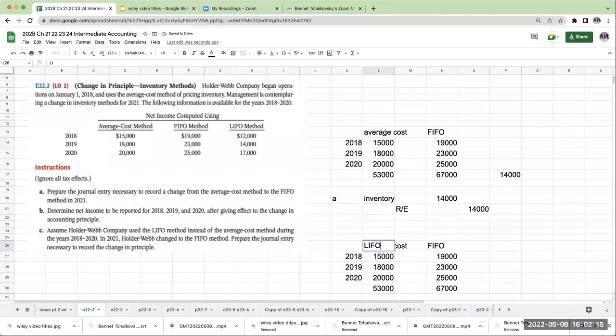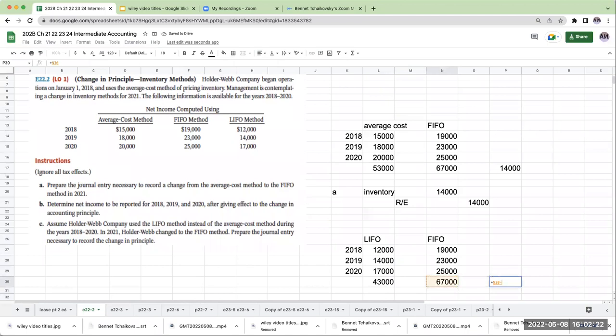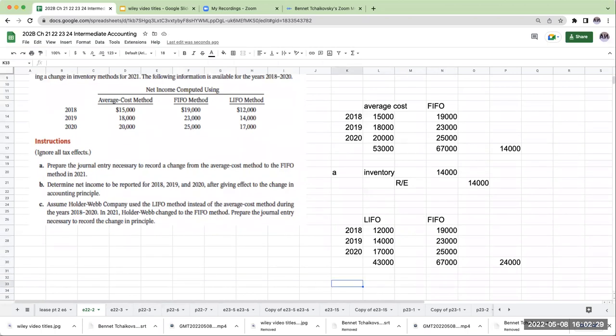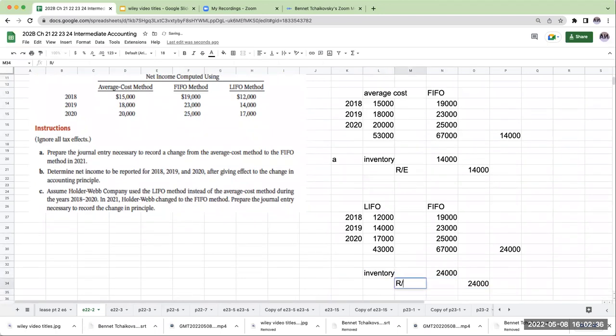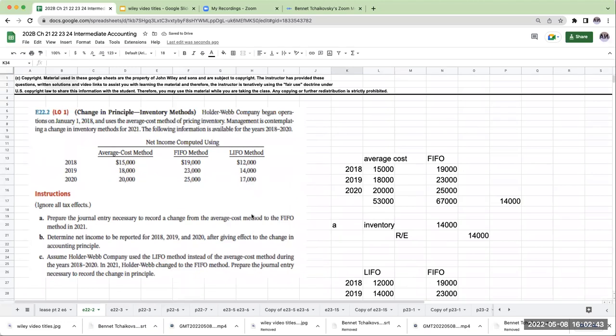So if we used LIFO, this would be 12,000, 14,000, and 17,000. If I subtract this, what would then happen is I would have, for part C, inventory with a debit of 24 and retained earnings with a credit of 24. So it's a relatively simple question, but always good to get more practice. This is not something I would ask on an exam, but it just gives you a little bit better flavor.